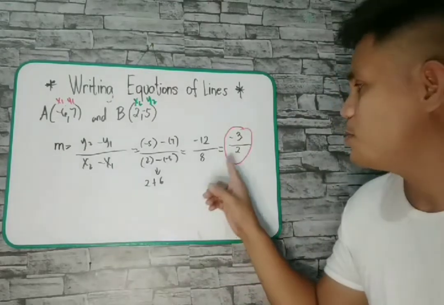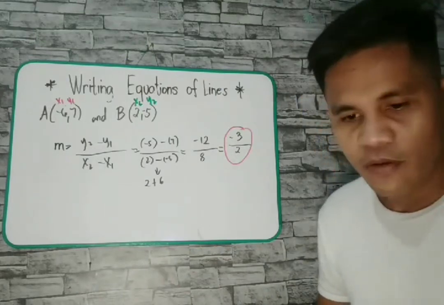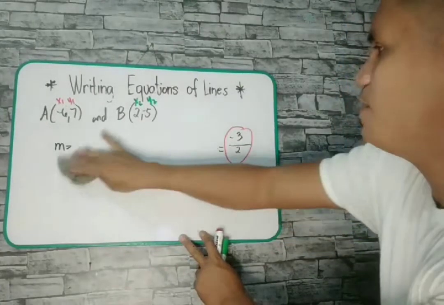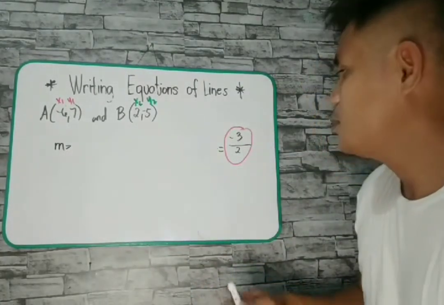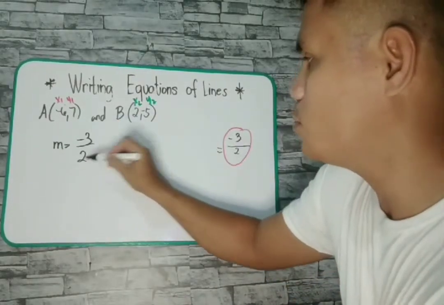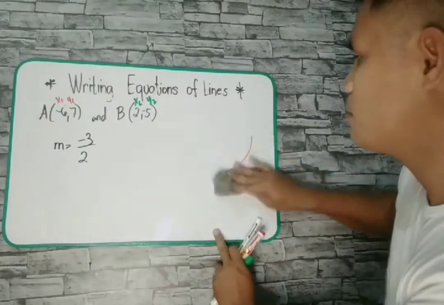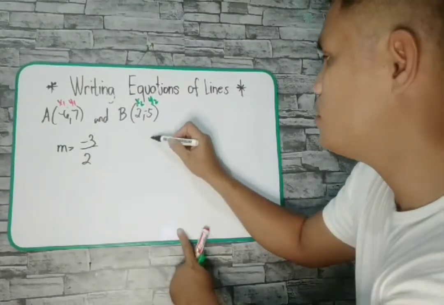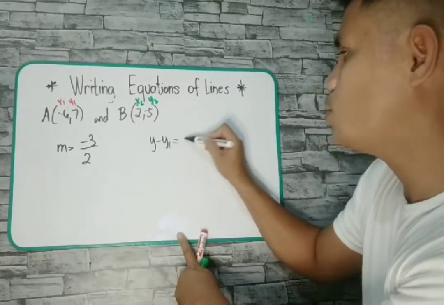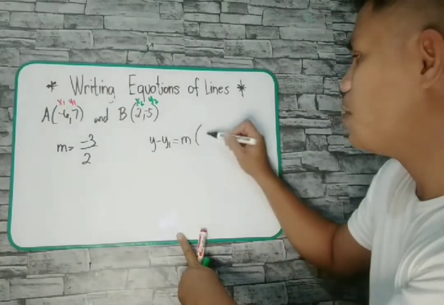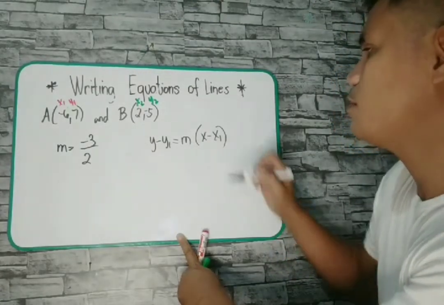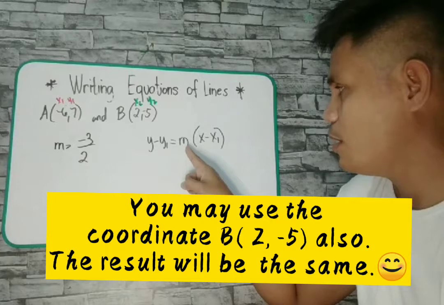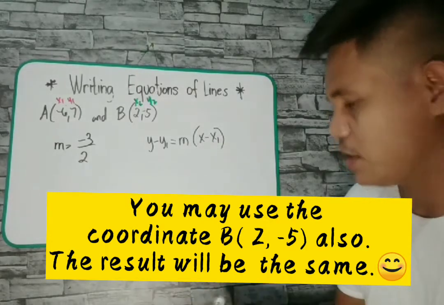Now that we were able to get the slope, we can proceed to the formula. What is our formula again? Let me just copy the given here. The value for m is negative 3 over 2. So our formula that we are going to use is y minus y1 is equal to the slope multiplied by x minus x sub 1. All we have to do is to substitute for y1, m, and x1. Let us solve this.